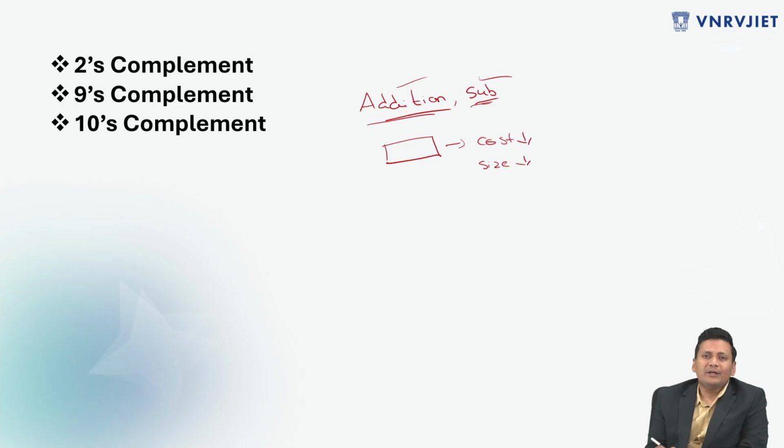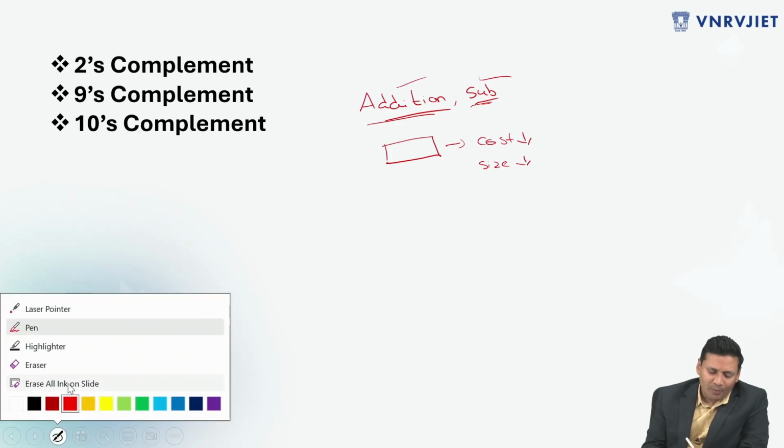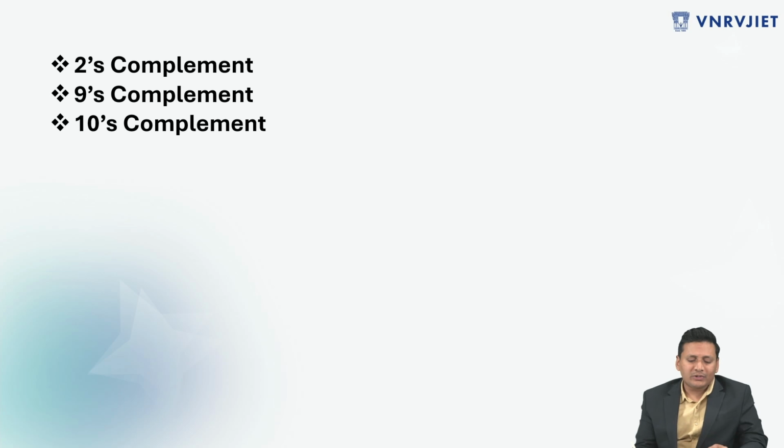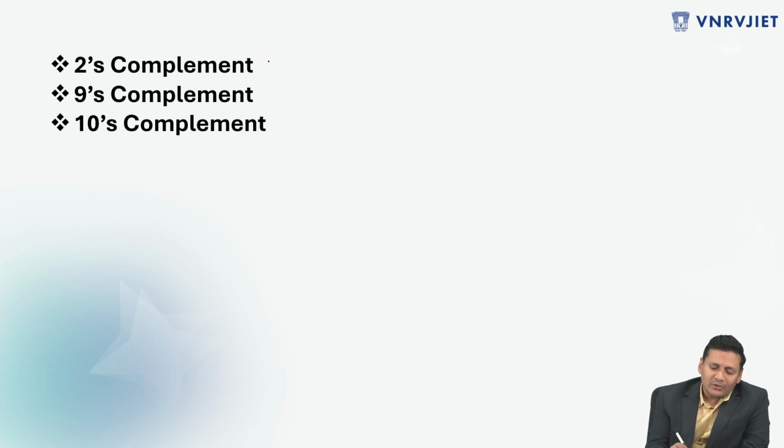For doing so, there are different methods, and one of the methods is called the complement method. So today we will discuss how we can do subtraction using the complement method. For doing subtraction using the complement method, there are three methods. One is called 2's complement, the second is 9's complement, and the third is 10's complement. First we will discuss the first method, that is the 2's complement method.